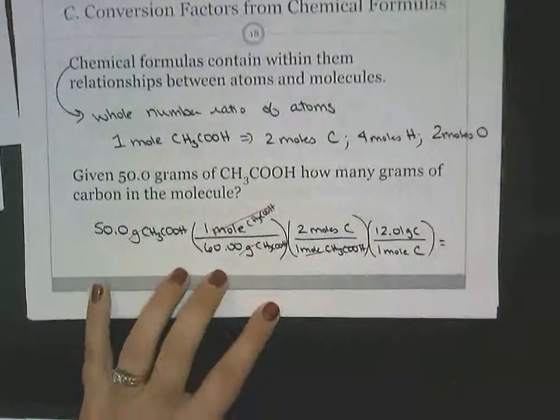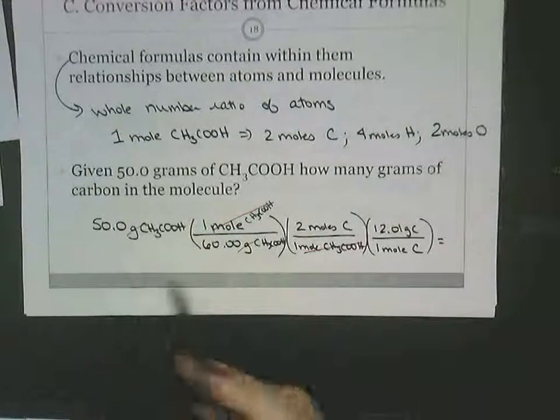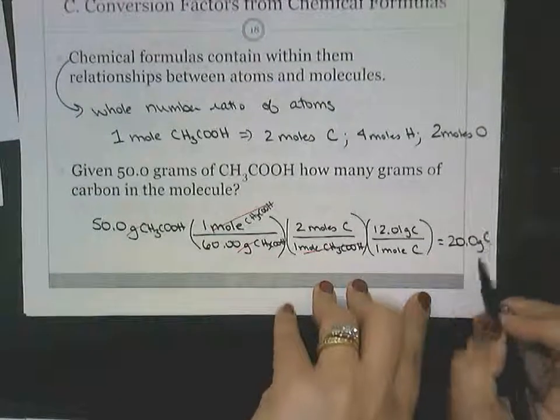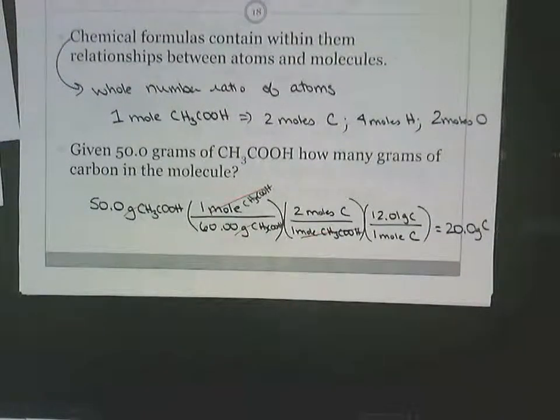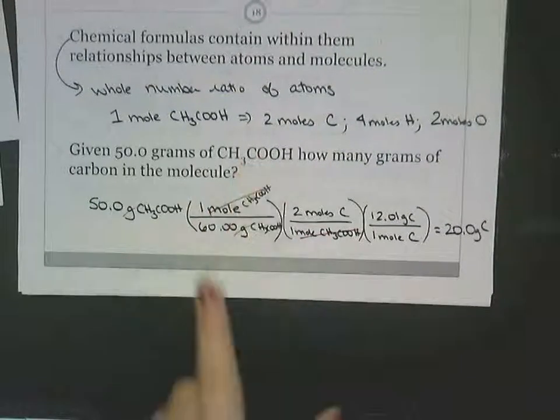Let's see what that turns out to be. 50 divided by 60 times 2. How many significant figures do I get to keep as my final answer? 3. Yep. So within 50 grams, yeah. What's the bottom number in that first set of parentheses again? This one? Yes, ma'am. That's the molar mass of this. So that's the mass of all of that together, and then that's the mass of just the carbon.